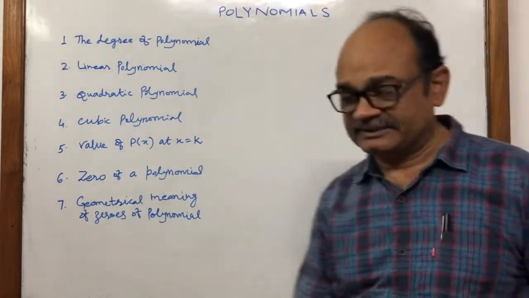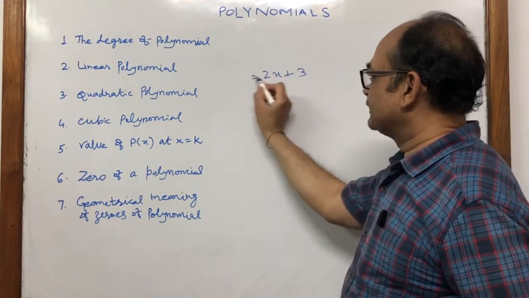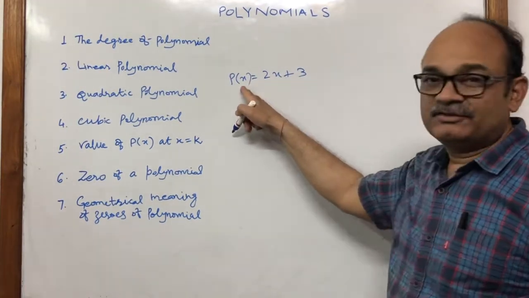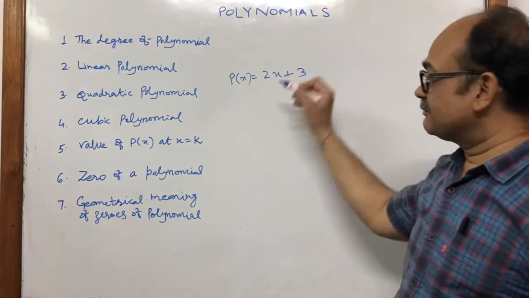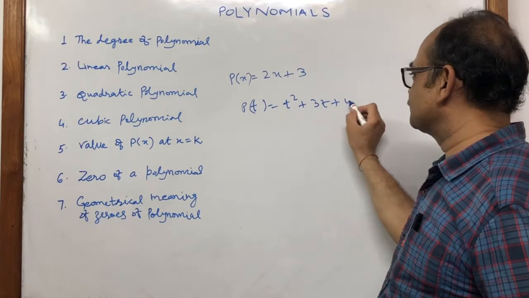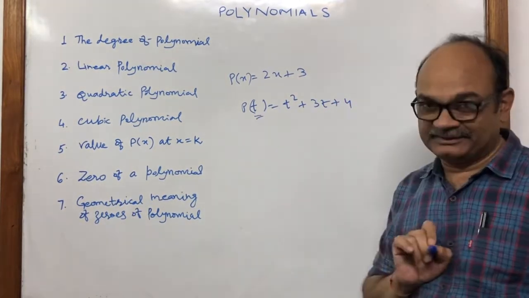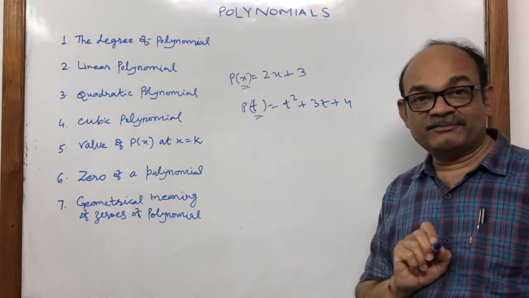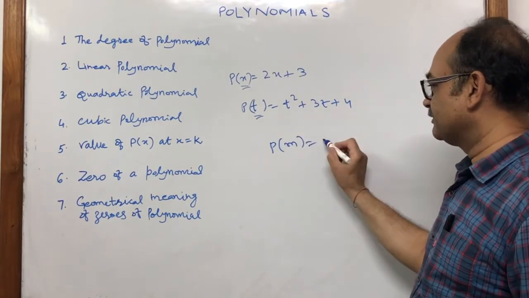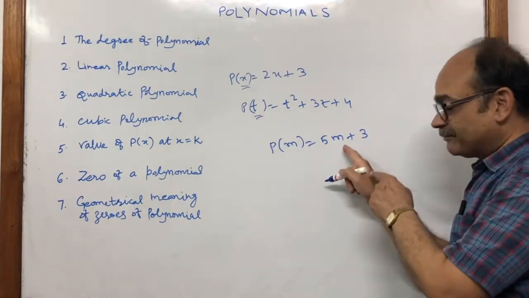As you know from your class 9th, suppose a polynomial is 2x plus 3, then we denote it by p(x), p for polynomial, and x means we are using x variable. Suppose it is p(t), then what we write? t square plus 3t plus 4 is a polynomial. This is a polynomial in variable t and this is a polynomial in variable x. Sometimes we can write p(m), then by the way 5m plus 3 is a polynomial in variable m.